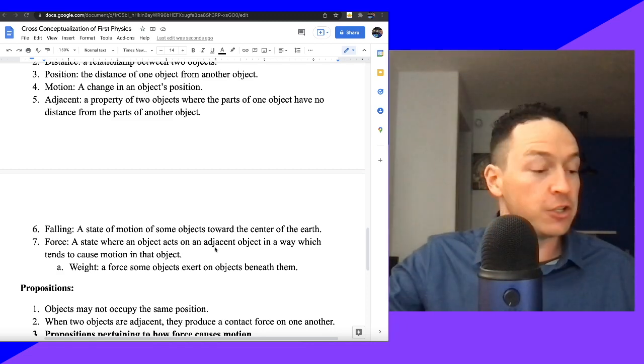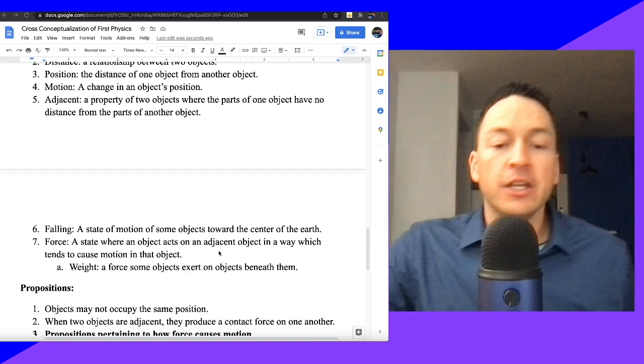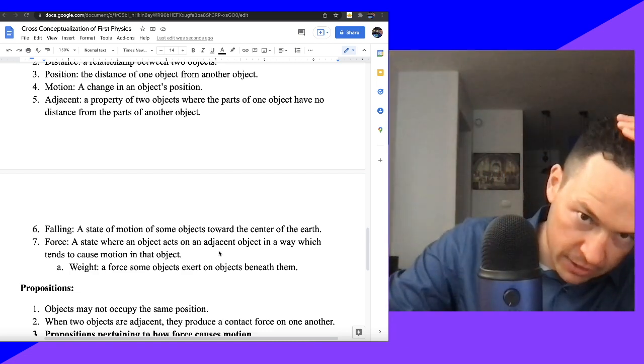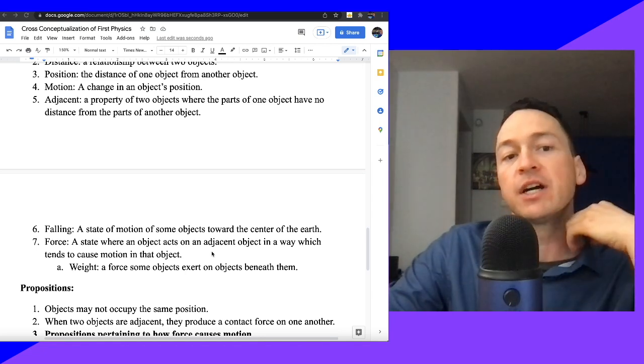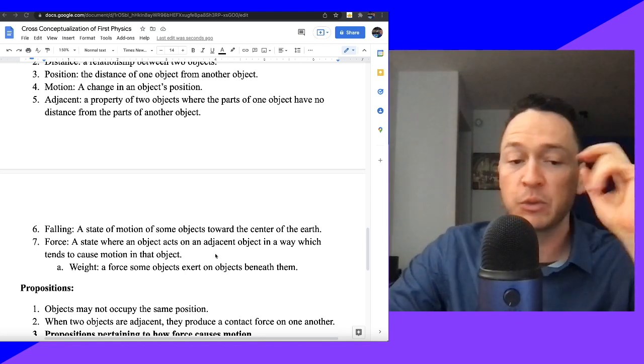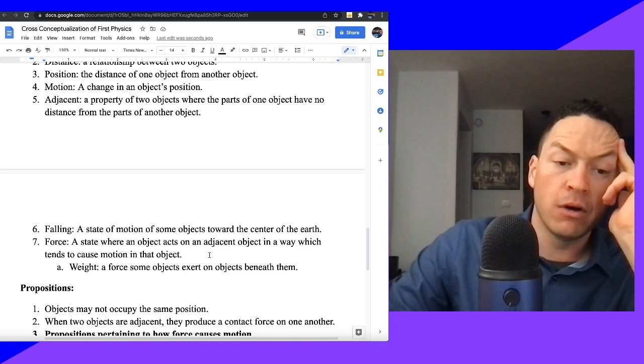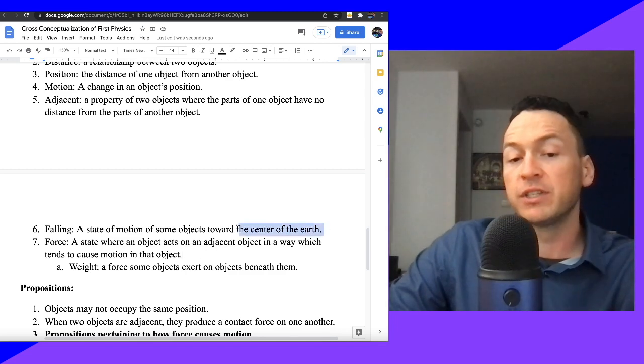I'm just doing my best to do that. Future inducers can clarify these kinds of things, but for now I'm just sort of trying to identify what rules of induction I can, including here, cross-conceptualization. So, falling, a state of motion towards the center of the earth.